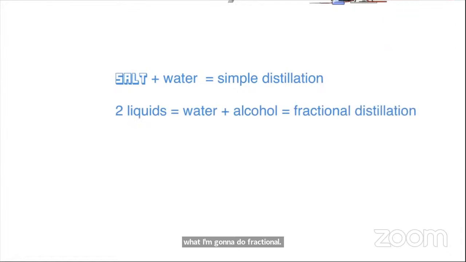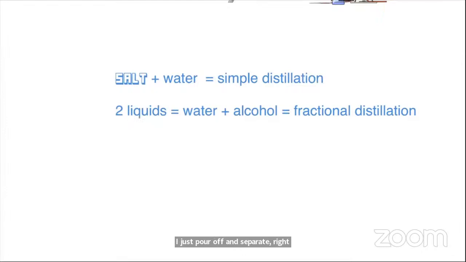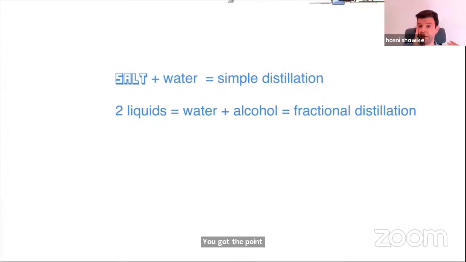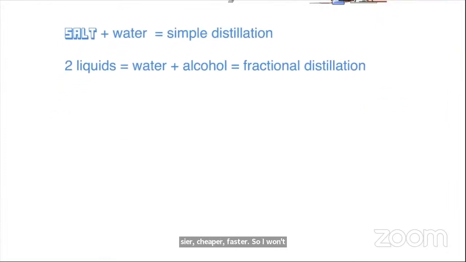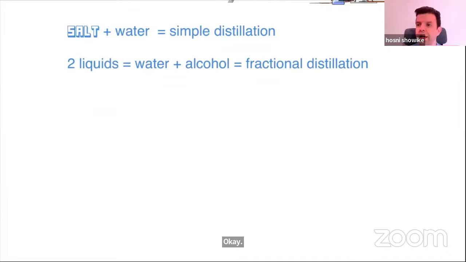Okay. Mister, do the two liquids have to be mixing? Yeah, because you know what, Ahmed? If they don't mix, then I can do decanting, right? I can just pour off. I don't need any of the equipment. I just pour off and separate, right? Yes. You got the point? Yes. Decanting is way easier, cheaper, faster. So I won't be doing this anyways. Okay? All right. See if someone else has a question.